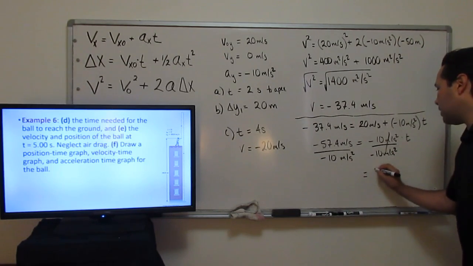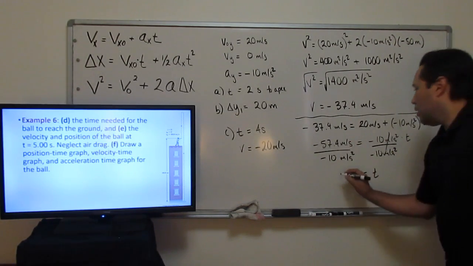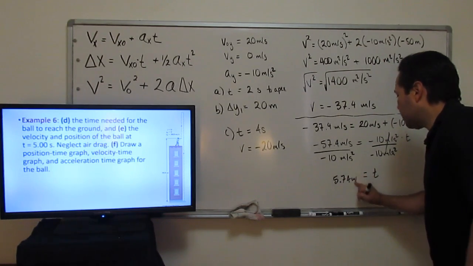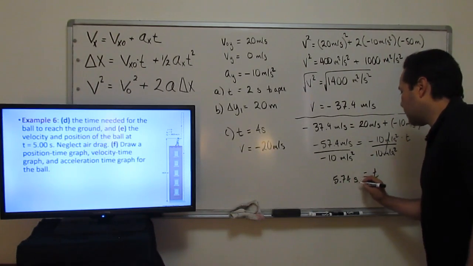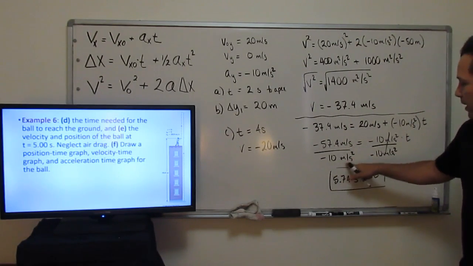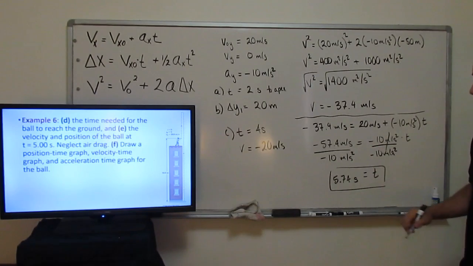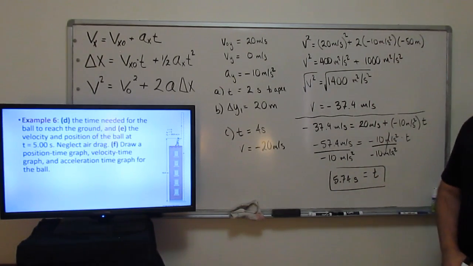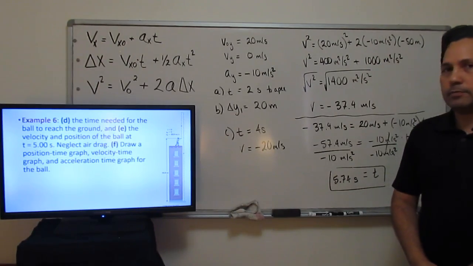That cancels out, giving us a time of 5.74 meters. Oh, nope, sorry. That got canceled out. Seconds. Meters and the seconds got canceled out, leaving only 1 second, so there it is. That is the total amount of time for the journey in part D.